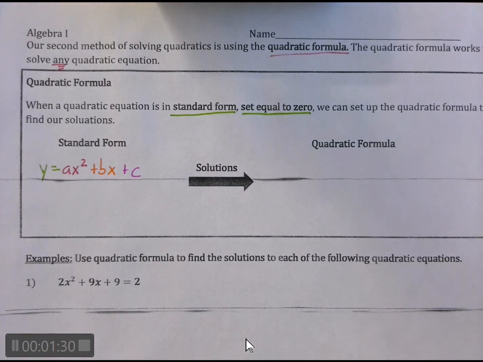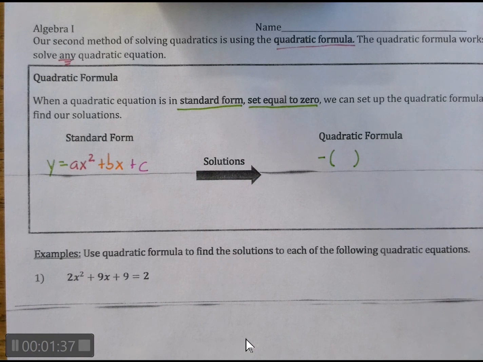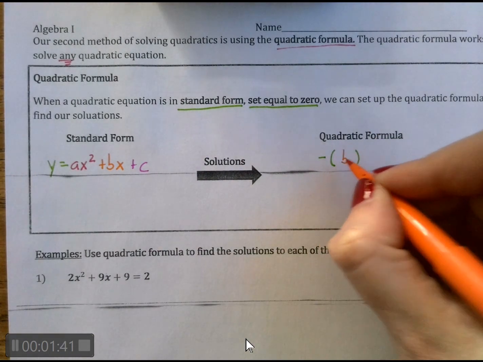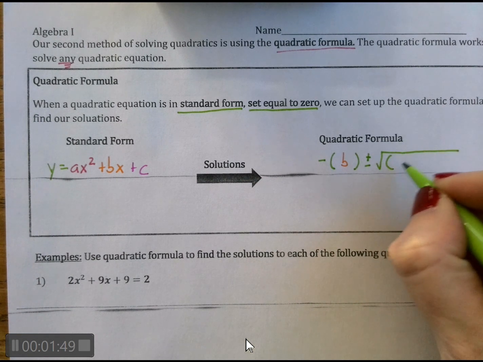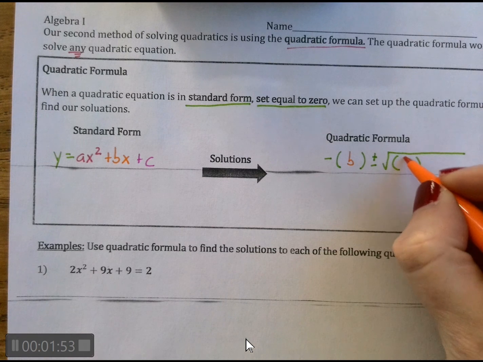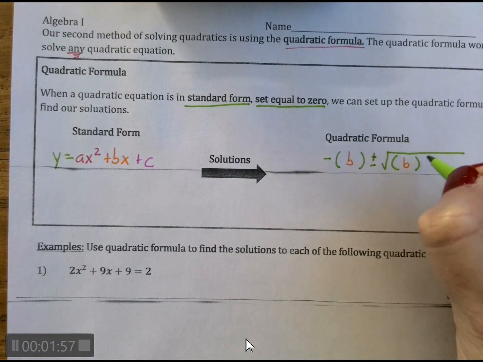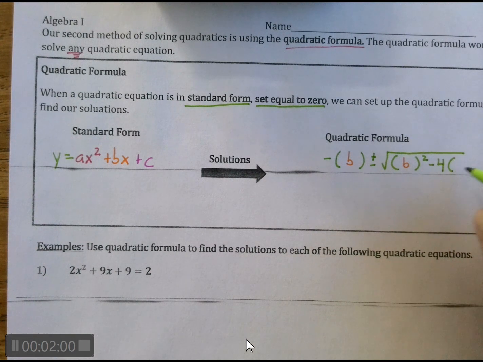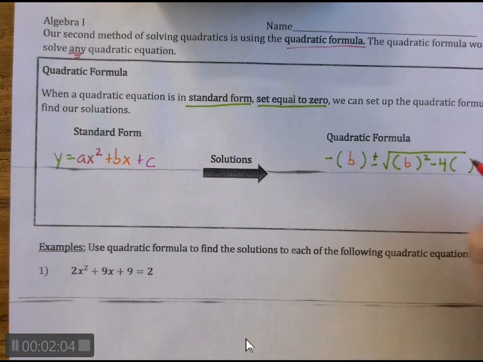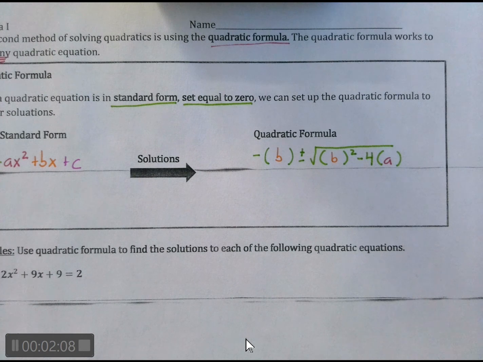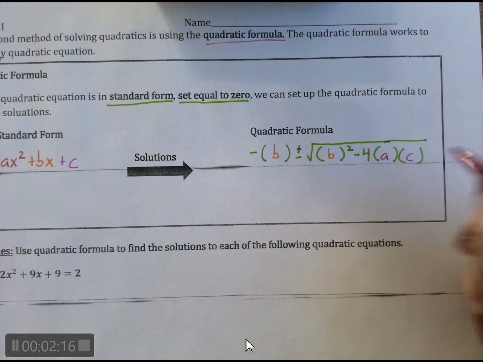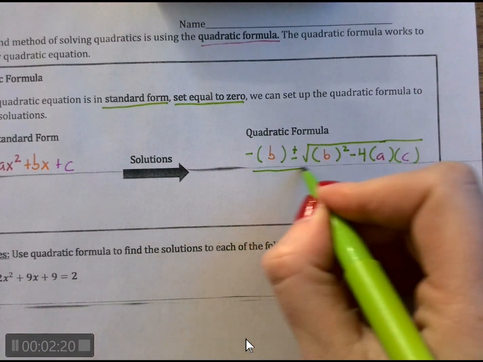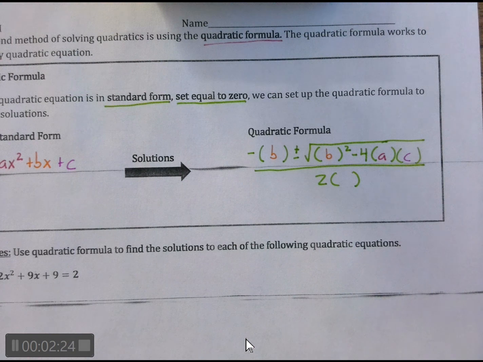And our quadratic formula is going to be negative b, and then plus or minus the square root of b squared minus 4 times your a value, times your c value, all divided by 2 times your a value.